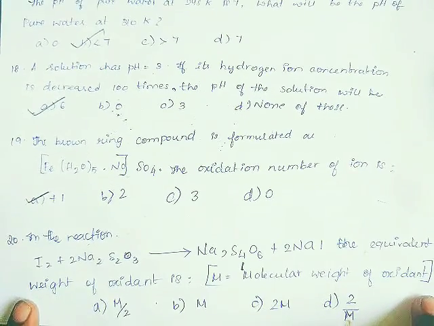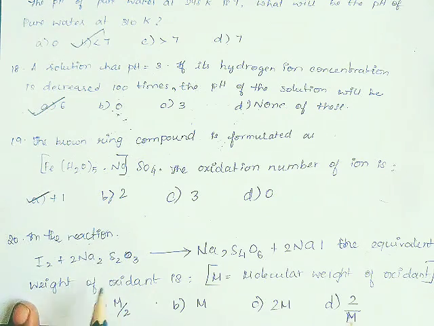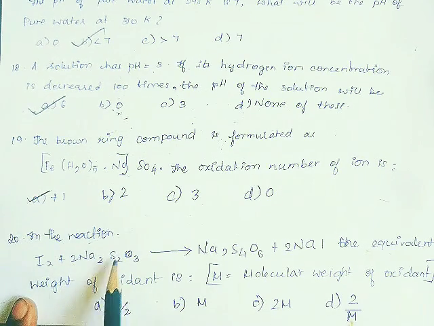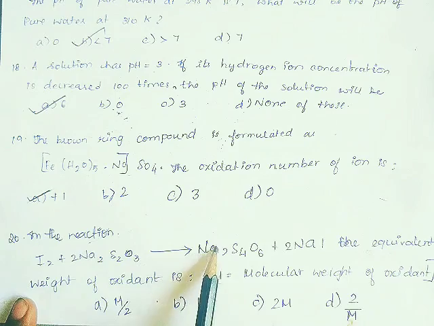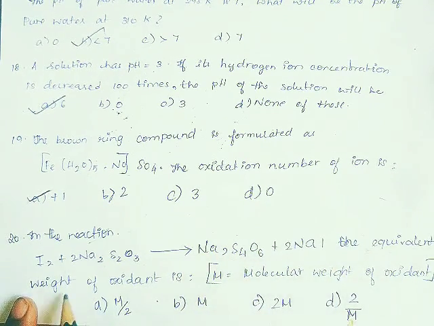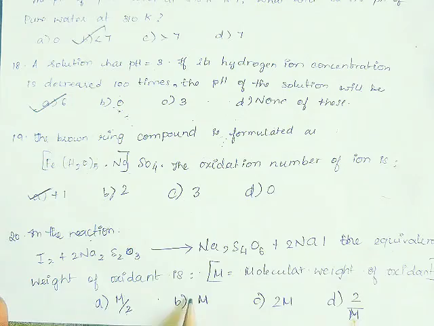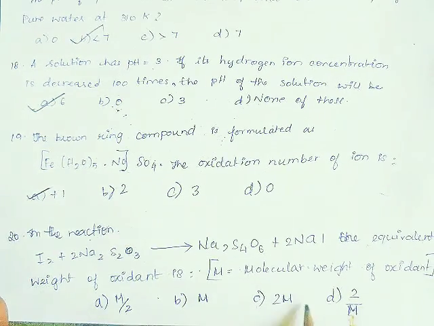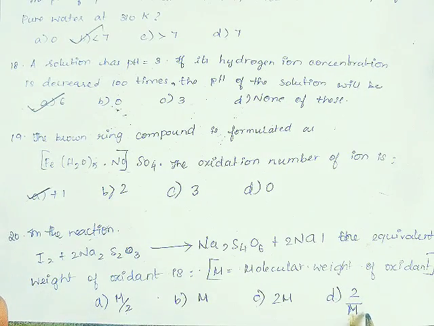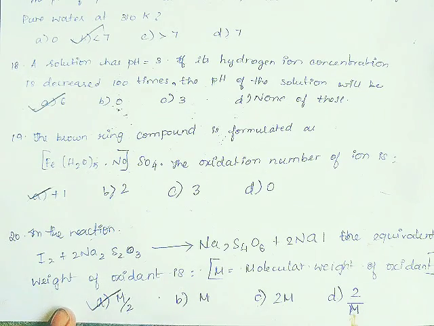Next, 20th question. In the reaction I2 plus 2Na2S2O3 gives Na2S4O6 plus 2NaI, the equivalent weight of the oxidant is M, molecular weight of the oxidant. Option A M by 2, option B M, option C 2M, option D 2 by M. And the correct answer is option A, M by 2.